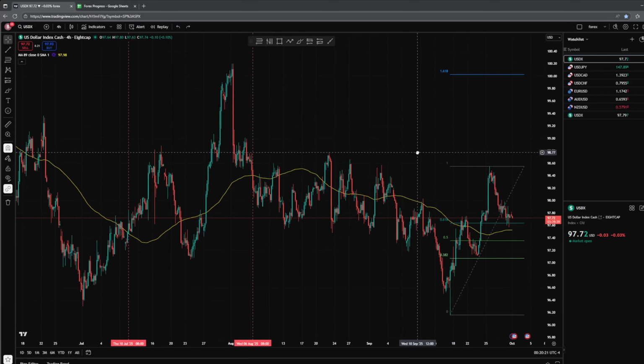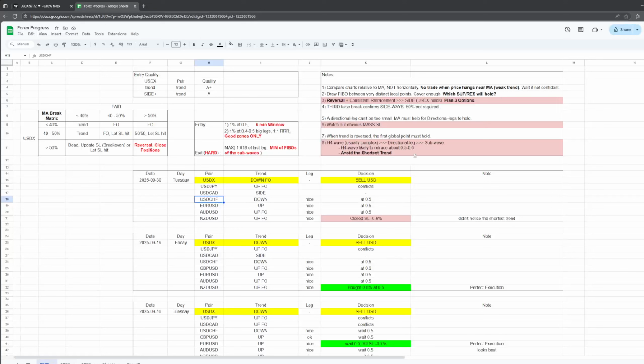Okay, let's write it down. Today is September 30th. USD index has trend down. Currently the market is doing the fake out, which is totally normal, and overall our decision is to sell USD.